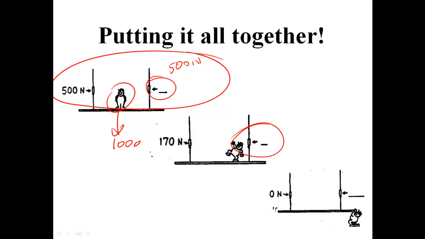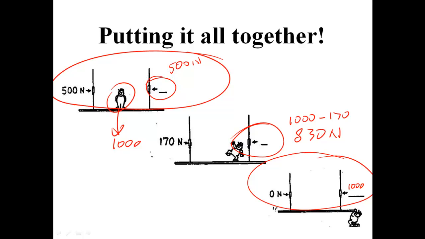Therefore, this side has to equal, well, 1,000 minus 170, which is 830 newtons. Again, this whole thing has to equal his weight. If he has 1,000 down, this whole thing has to be 1,000 up.